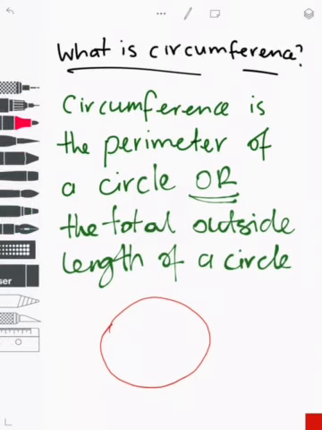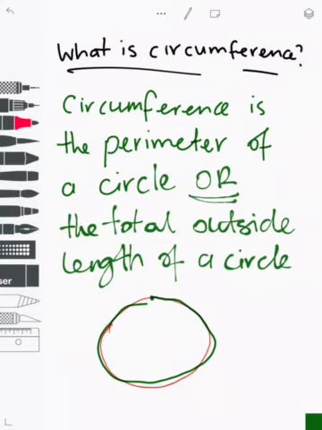Now what is perimeter? Perimeter is the total outside length of any shape, but in this case, circumference only refers to a circle. So it's all the way from one point all the way around the length of that circle. That was pretty dodgy, but you get the point.